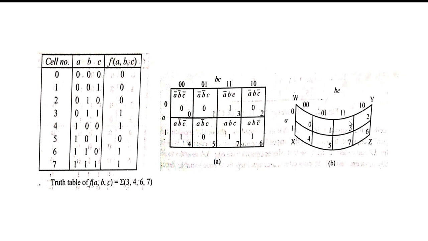Usually we draw these maps on a cylinder. Because of that, see the edges of the Karnaugh map, they are logically adjacent. So you can relate. Okay. Cell number 0 with 2, cell number 4 with 6, similarly cell number 1 with 5, cell number 3 with 7. Understood?